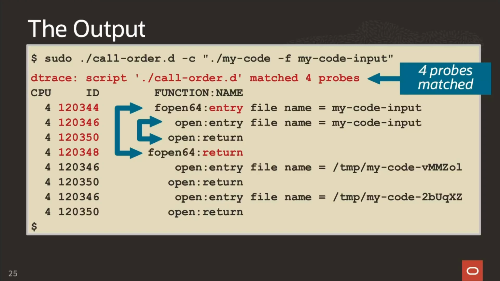We also have standalone usage of open 2 times, where we see the file name and we see the entry and return. And this proves the point that I was making in module 2, that fopen64 calls open.